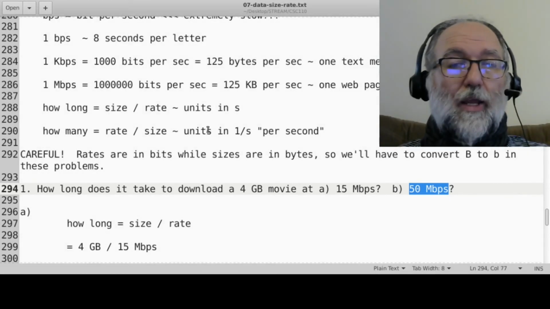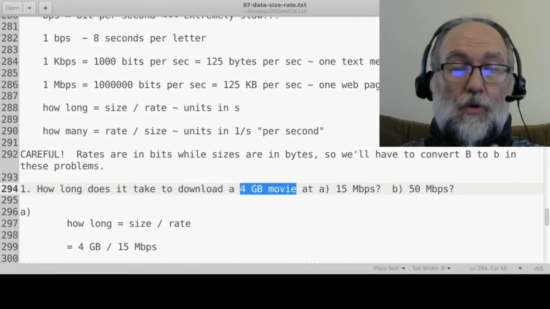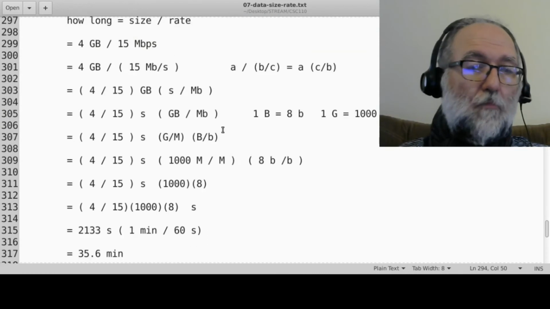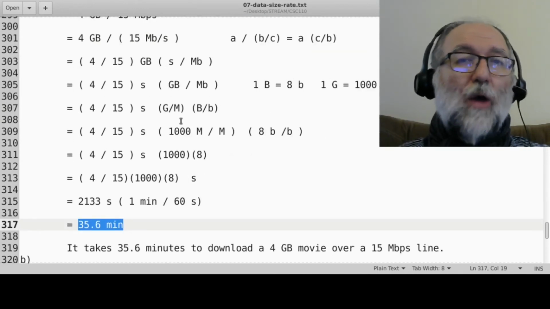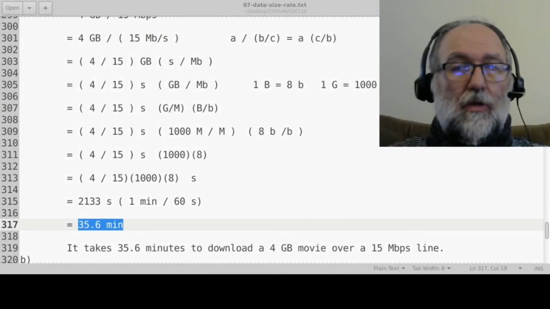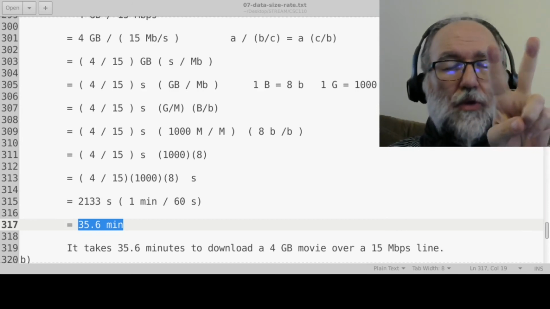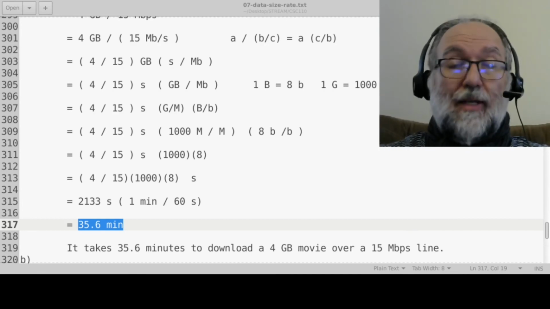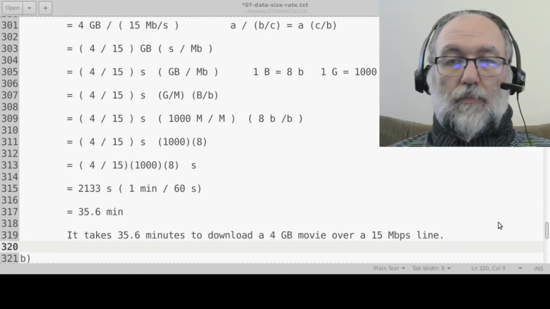And the reason is, a 4 gigabyte movie is how long? 2 hours. It's 2 hours long. Well, even at 15 megabits per second, that movie would download in about half an hour. So a 2-hour movie, you could download it in half an hour. That means it downloads faster than you can watch it, and that means it's streamable.